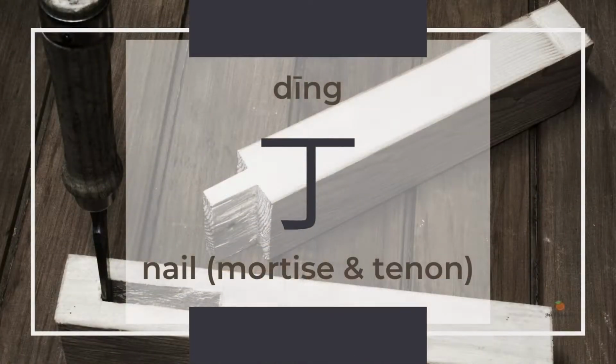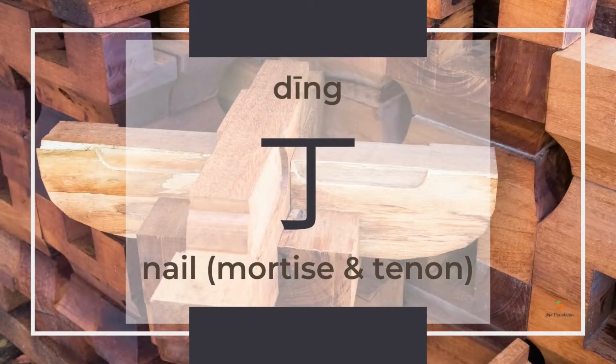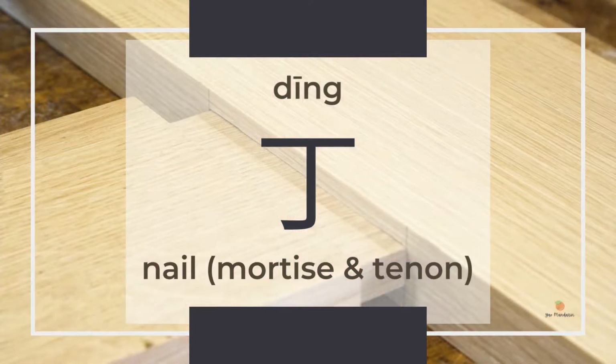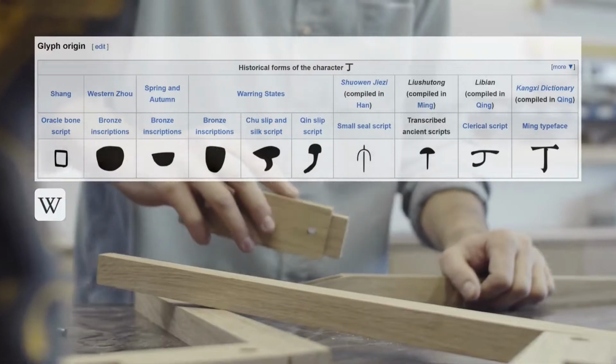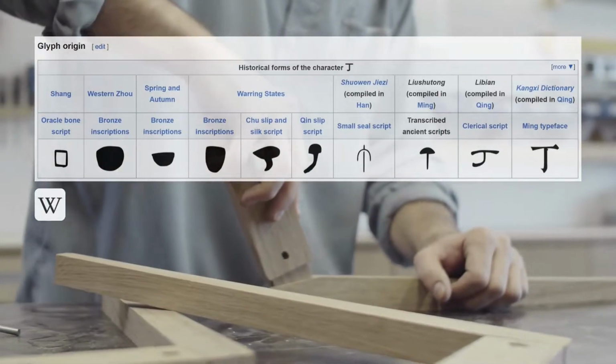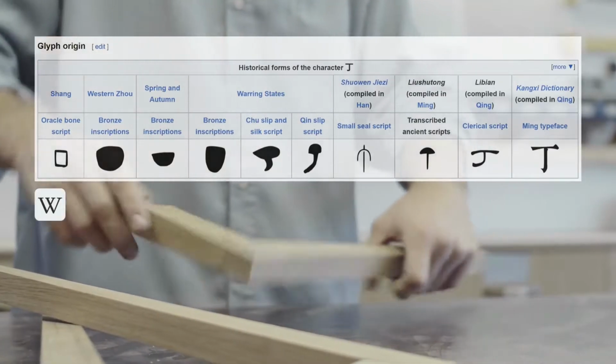Ding means a nail. A mortise and tenon joint connects two pieces of wood or other material. Woodworkers worldwide have used it for thousands of years to join pieces of wood. Let me also show you the ancient forms of ding so that it would help you to memorize ding.